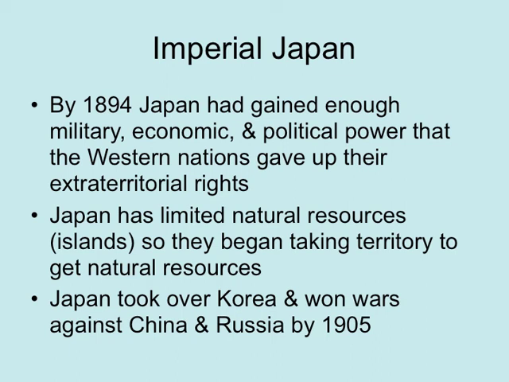All right, so since Japan has limited natural resources because they're islands, they start to take over territory to get natural resources. They initially take over Korea, which gets them into a war with China, and they defeat China. And then they start to take over some land to the north of their islands, which gets them into a war with Russia, and they defeat Russia as well.